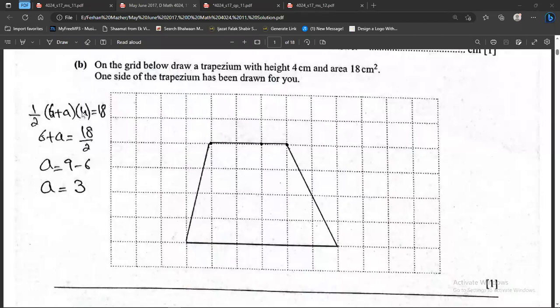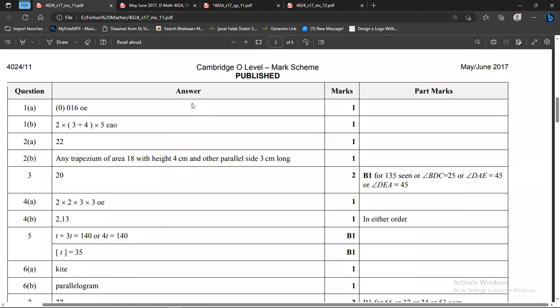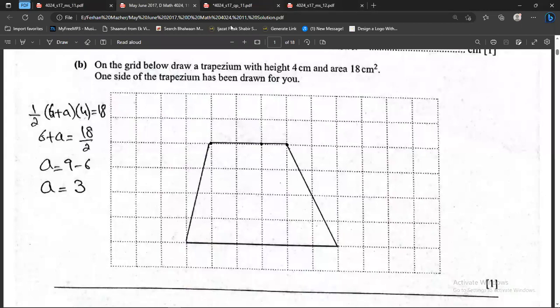So 2 ones are 2, 2s are 4, so that 2 will go on the other side, it will divide there. So 18 by 2 is 9, 9 minus 6 is 3. So this side will be 3, the height is 4, this side is already there, that is 6. So this is how you will do this. Let's check the answer. Any trapezium of area 18 with the height 4 centimeter and other parallel side 3 centimeter long. So this is the solution.